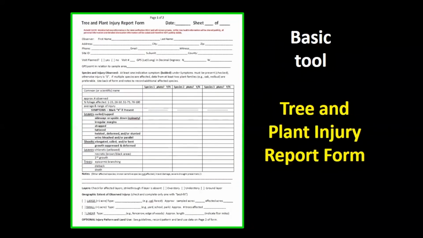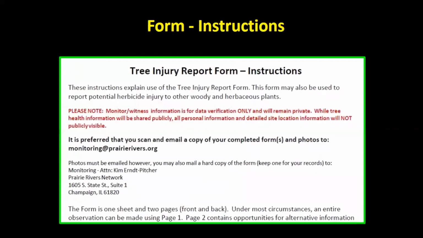The tool we're going to be using for doing this monitoring is our tree and plant injury report form. And here's a version, the paper version of this form. And it's the basic tool. We're going to look at this in some detail. And this will bring up all the topics, basically, that we need to talk about with regard to the monitoring program.